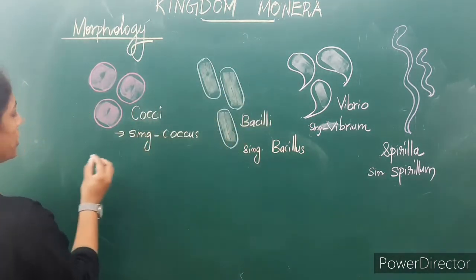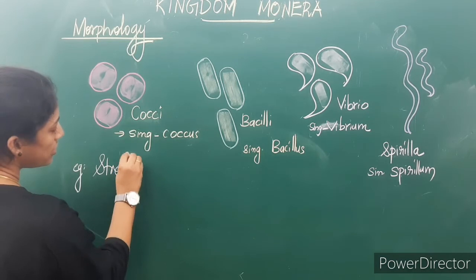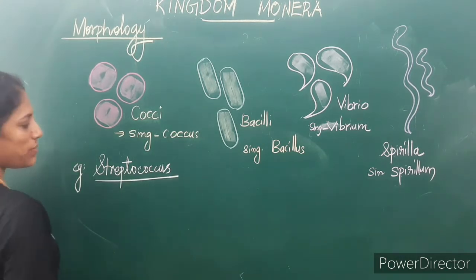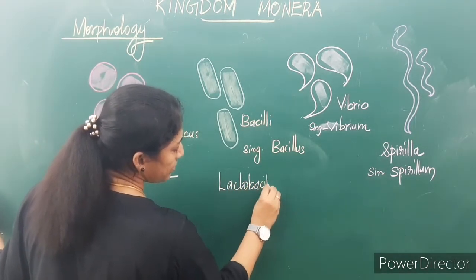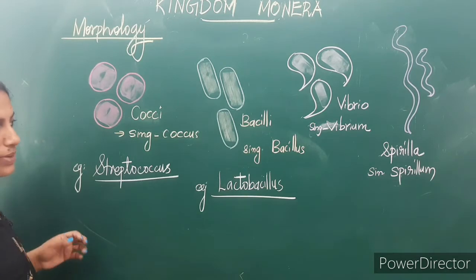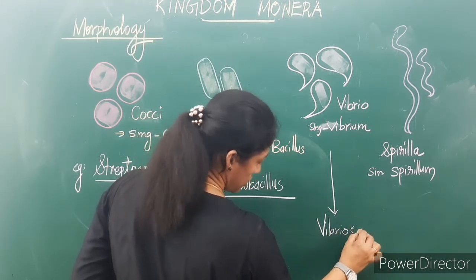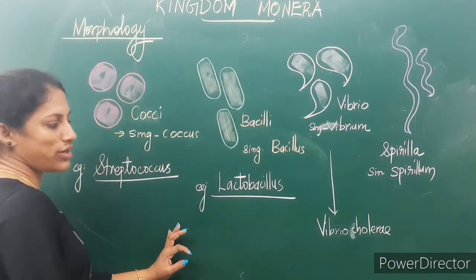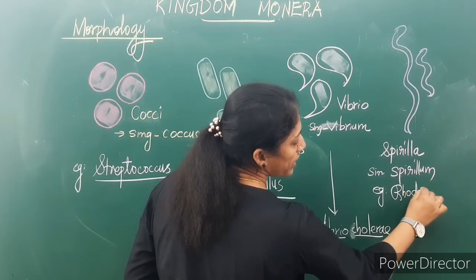Let us discuss one example for each type. You are all familiar: here the example is Streptococcus, the pneumonia causing bacterium. Species name I am not giving now. Then bacilli, example Lactobacillus, a rod shaped bacterium. For the comma shaped bacterium, the example is Vibrio cholerae, which causes cholera. Then the example for spiral shaped bacterium is Rhodospirillum.